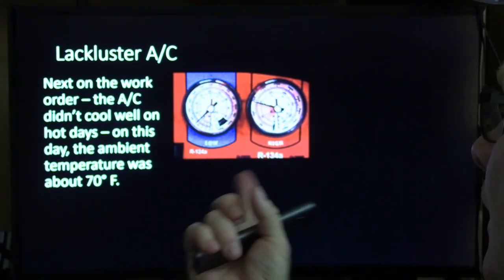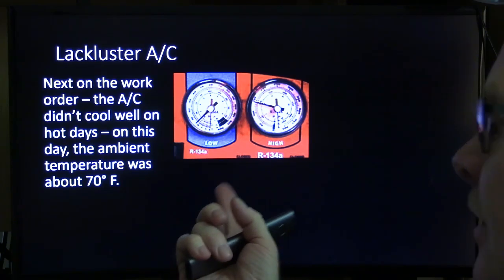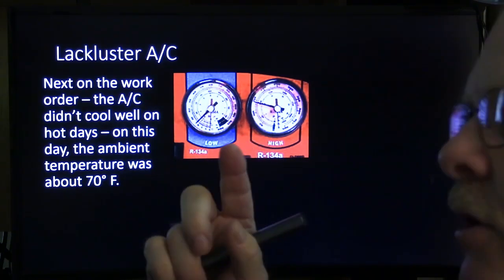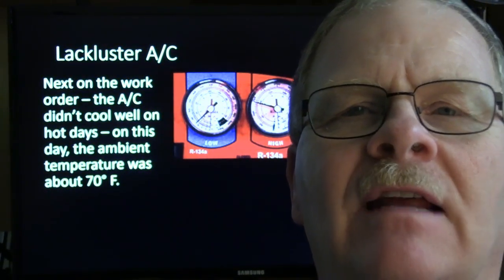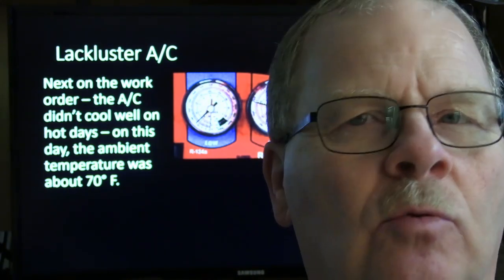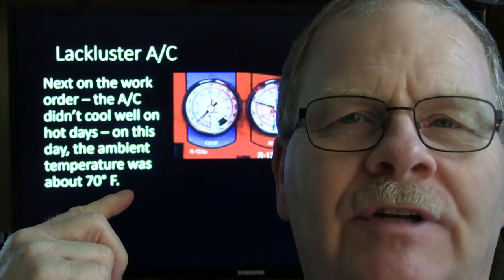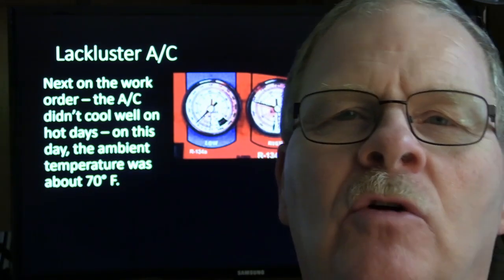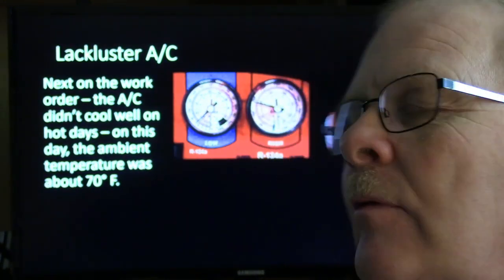Okay? On this one here, we had a lackluster AC on that same car. It didn't cool well on hot days, and the ambient temperature was about 70 degrees, so it's difficult sometimes. You might even have one that seems to cool pretty good at night, but it won't cool good in the daytime. Or if it's a cool day like that, it might feel like it cools pretty good, but it won't cool good if the weather warms up. And so that's what we were looking at on this one right here.